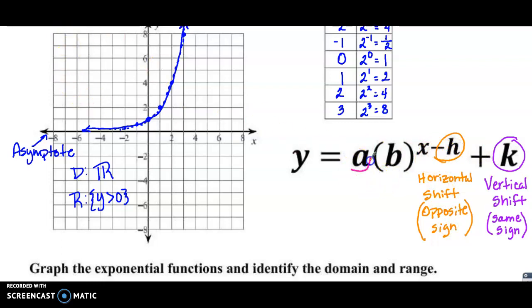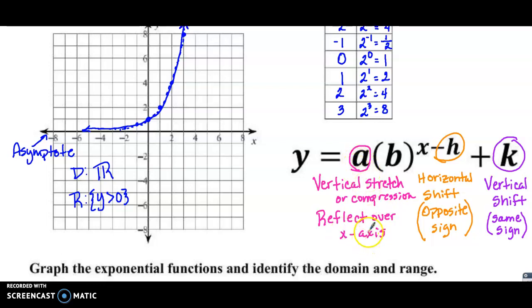And our a value in the front gives us two pieces of information. First, it's either a vertical stretch or compression. And remember, if it's a number between 0 and 1, it's a compression. If it's bigger than 1, it'll be a stretch. And it also tells us if we will reflect over the x-axis. If it's a negative, it will go over the x-axis.